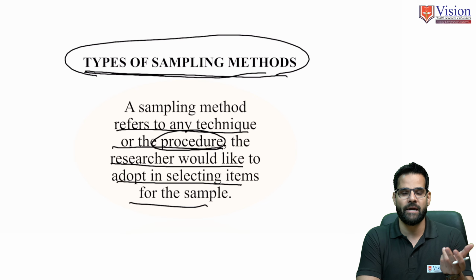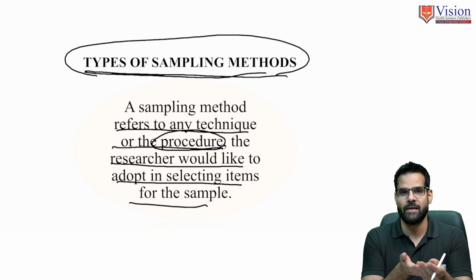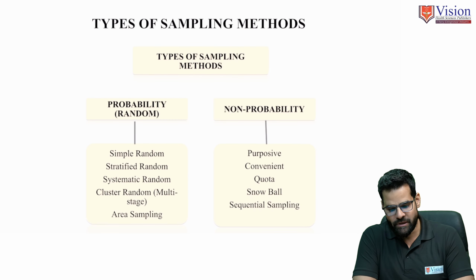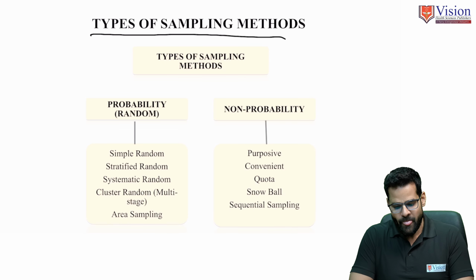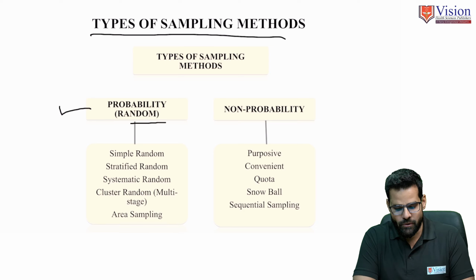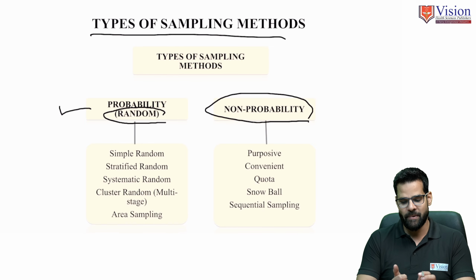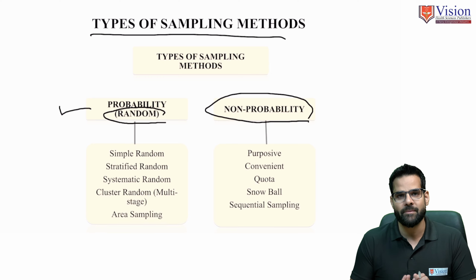In this lecture we are going to discuss many different types of methods that a researcher can adopt while selecting the sample from the population. Primarily, there are two basic types of sampling methods. One is probability sampling methods, also known as random sampling methods, and the other is non-probability sampling methods, that means the methods where we select the subjects based on non-random criteria.